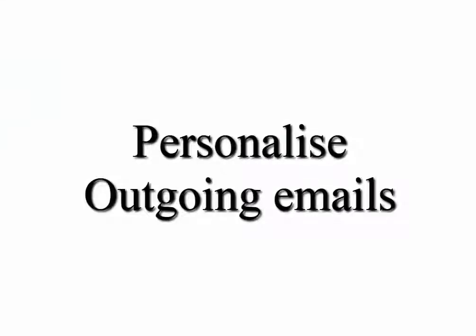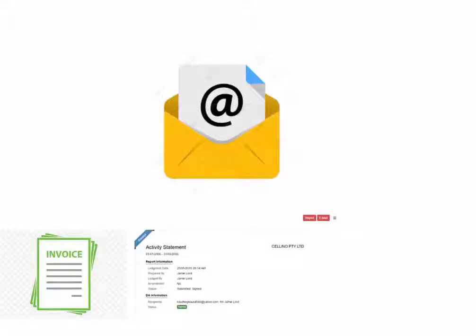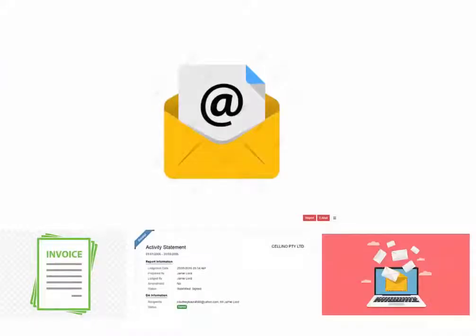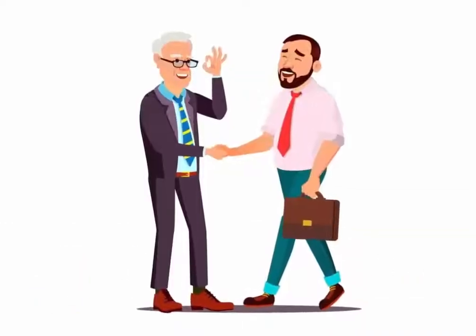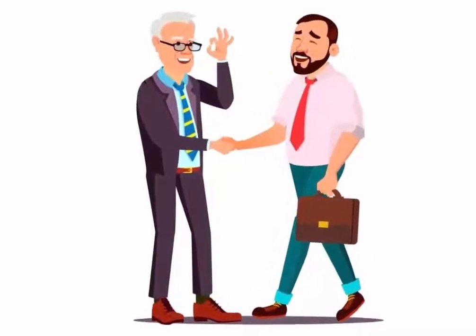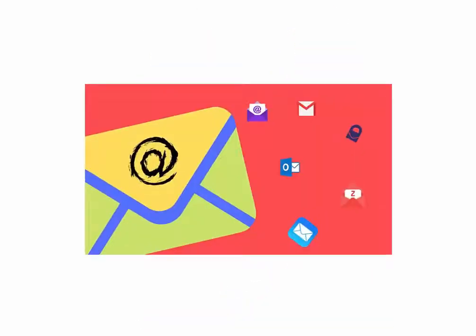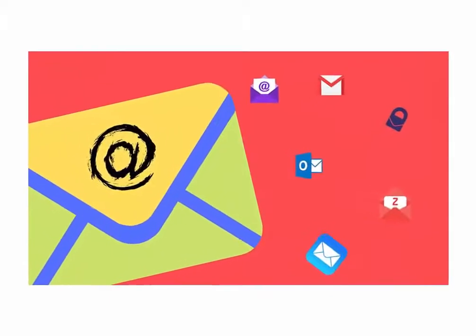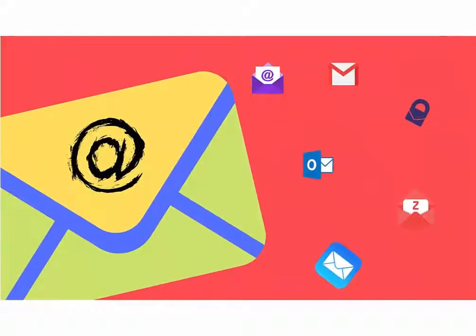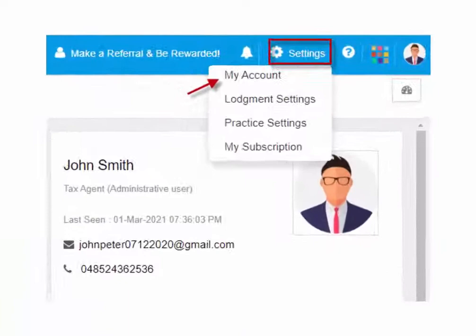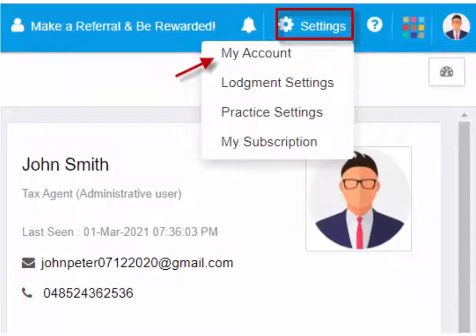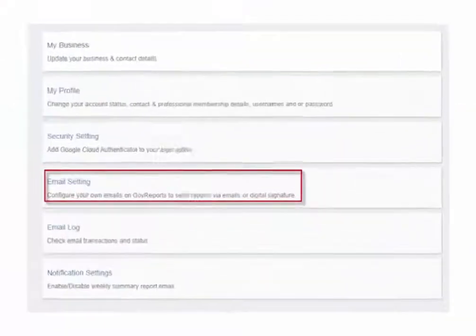Personalize outgoing emails. Customize outgoing emails with your own email to send invoices, lodgement receipts, and other marketing or authority emails directly from GovReports using your own email, including emails sent out for digital signature. Your clients will feel safer with emails coming from your usual email address. And depending on the user's email service provider, the setting up process can be different. From your GovReports main dashboard, go to Settings, and select My Account, and then choose Email Setting.